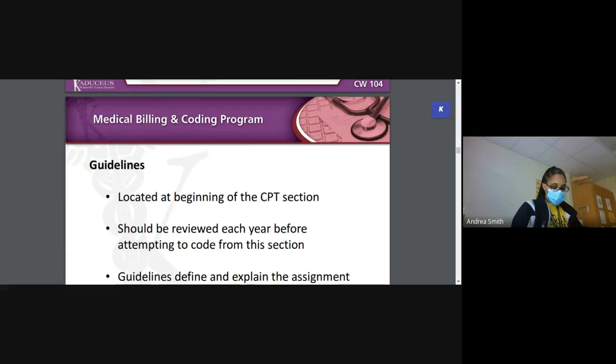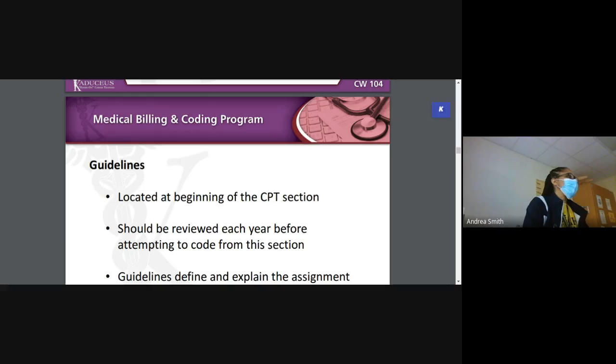Now the guidelines. So if you turn to page 312, what this section is talking about is the guidelines. The guidelines are located at the beginning of each CPT section. So in this case, we are under radiology, and this time we're dealing with the heart. Before the heart, it gives you a paragraph or a couple of pages that explains what you're doing with those procedural codes and how they should be used.